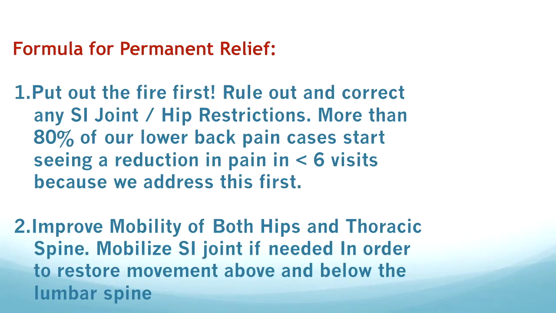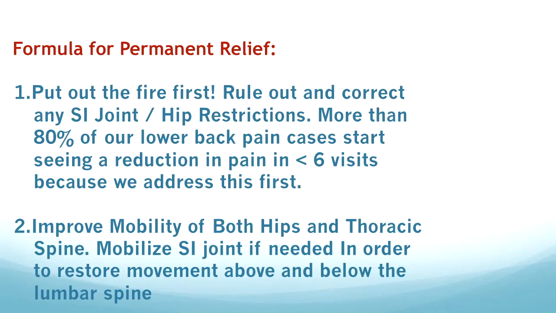And we need to put out that fire first. So we need to rule out other causes, and we need to correct any type of SI joint as well as any type of hip restrictions. More than 80% of our lower back pain cases start seeing a reduction of their pain complaint on that 0 to 10 scale in 6 visits or less. So we'll actually start to notice something in about 2 weeks.